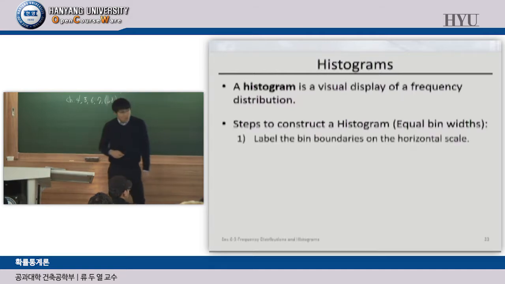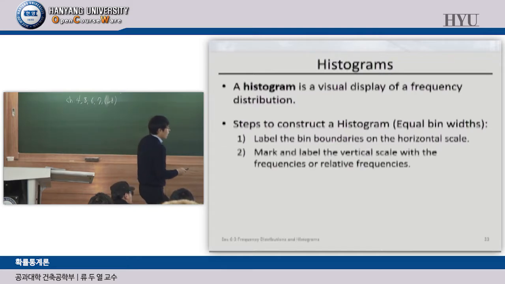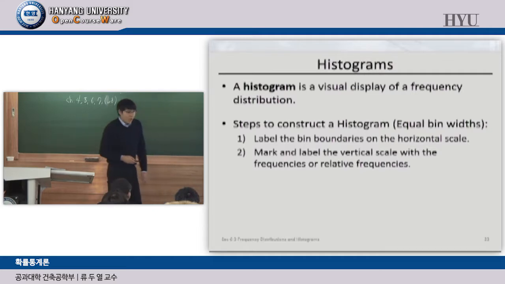Firstly, we need to label the bin boundaries on the horizontal line. This is the first step to construct the histogram. And secondly, we need to mark and label the vertical scale with frequencies or the relative frequencies. And what is the relative frequency? That is the ratio of the frequency and the total number of observations, right? So that is the frequency.